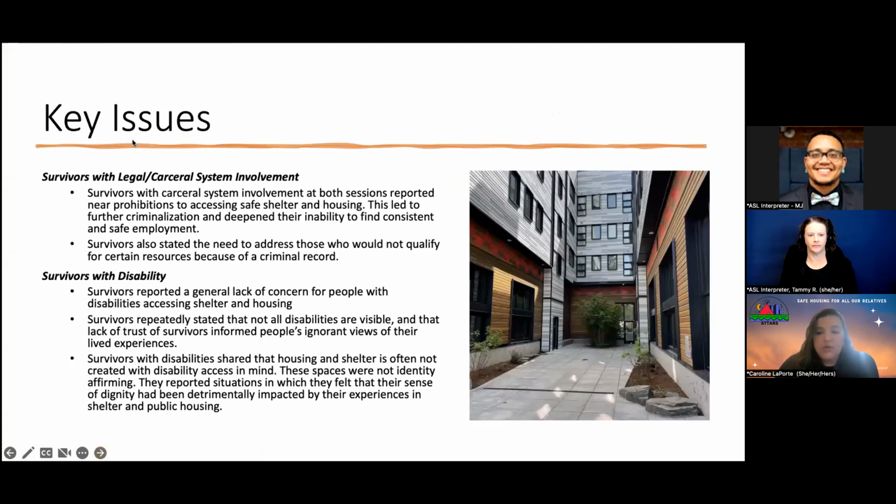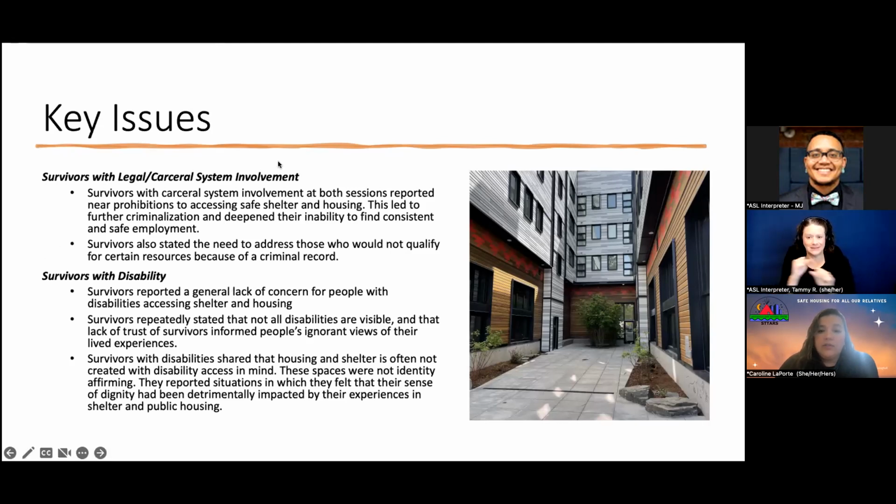Additional key issues were survivors with legal or carceral system involvement. Survivors at both sessions reported near prohibitions to accessing safe shelter and housing. This led to further criminalization, and of course, it deepened their inability to find consistent and safe employment.